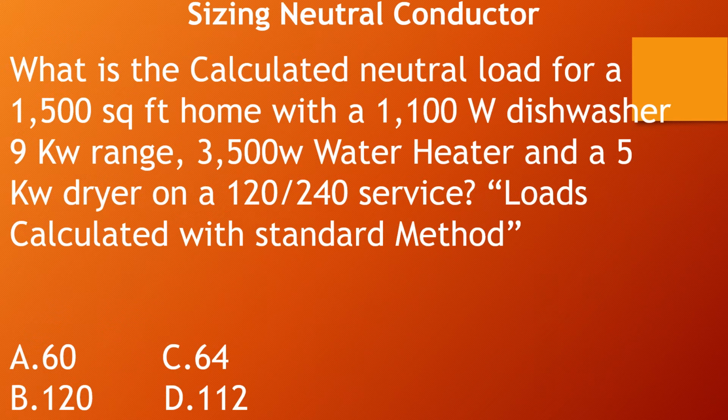What is the calculated neutral load for a 1,500 square foot home with an 1100 watt dishwasher, a 9 kW range, a 35 watt water heater, and a 5 kW dryer on a 120/240 volt service? I'm putting in here that the loads are calculated using the standard method.